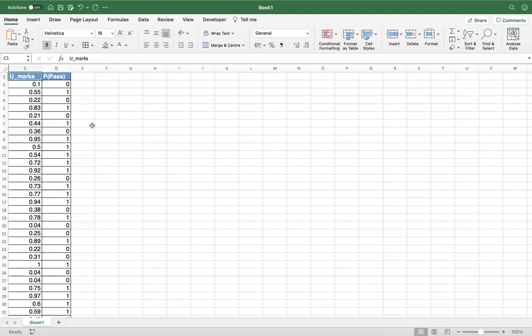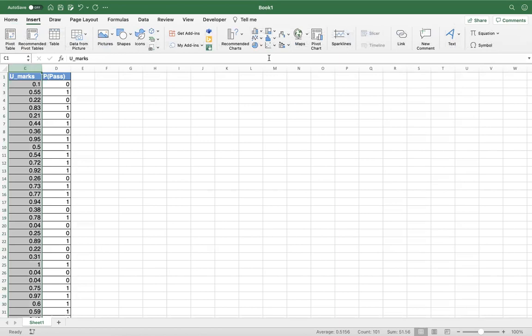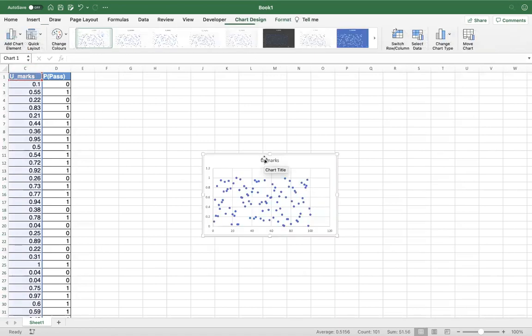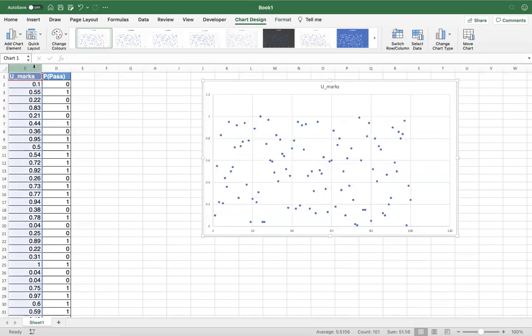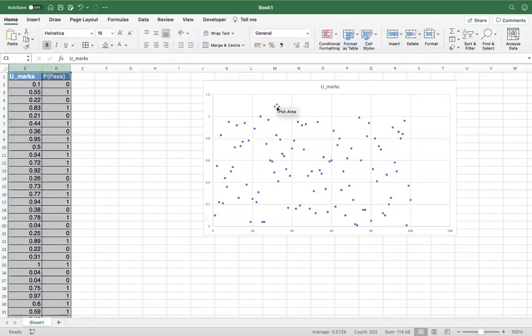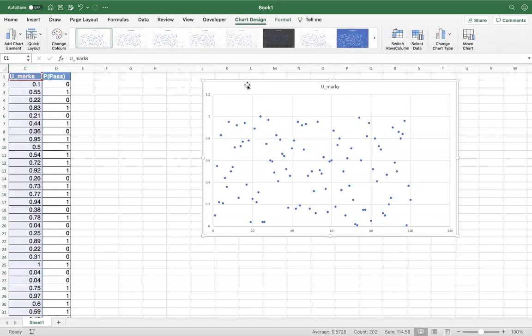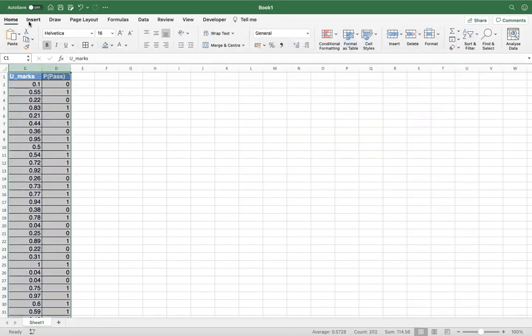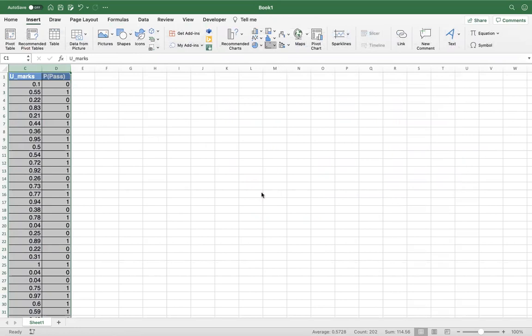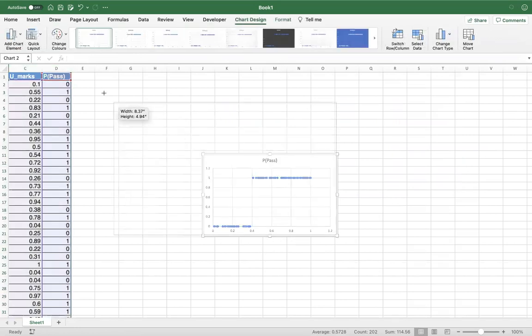Now, what is our next step? What is our idea here? We have our marks like this. These are our marks. Like earlier, let us try to plot a graph between marks and result. So I say marks on one axis and result on the other axis.